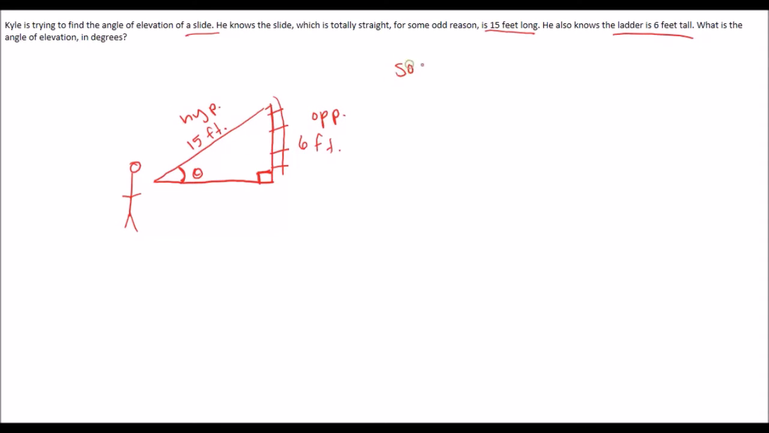So if we use SOHCAHTOA, we can eliminate tangent, because that doesn't make any sense, we don't have the adjacent. We can also eliminate cosine for the same reason, because once again we don't have the adjacent. So we're going to use sine here. So sine equals opposite over hypotenuse. Alright, so we have sine of theta equals 6 over 15.